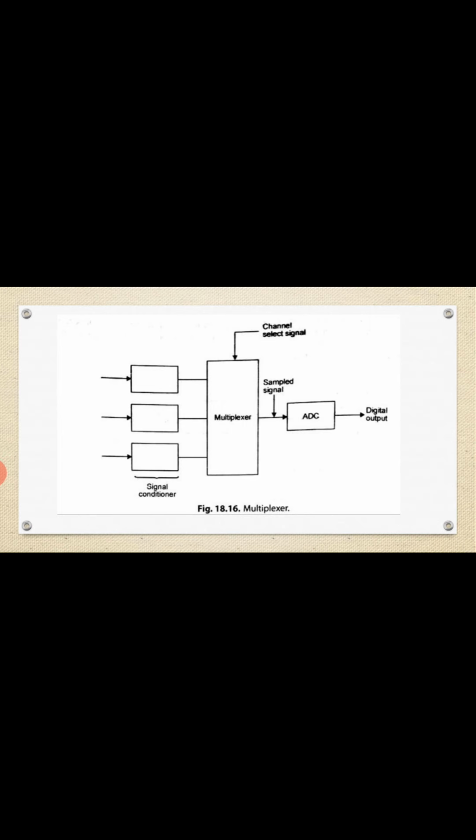So this is the block diagram of the multiplexer. The arrow marks show the inputs. Signal conditioners are used, and the output is given to the multiplexer, and the sampled signal goes to the ADC, and finally we get one digital output.